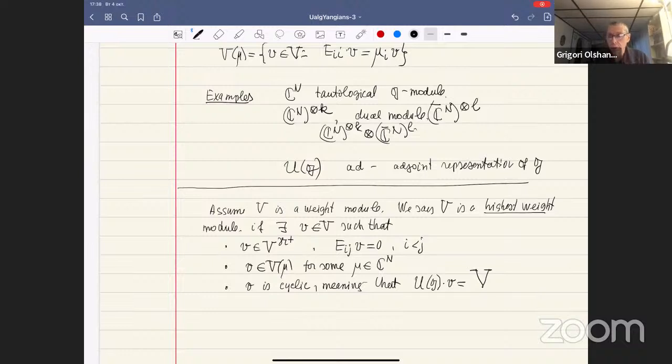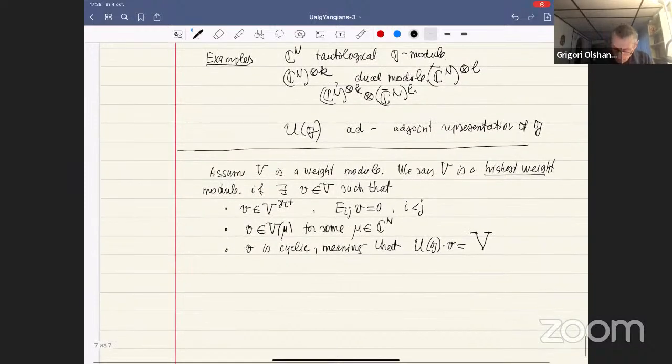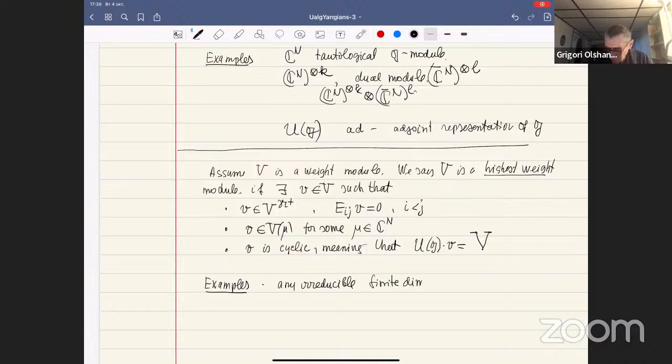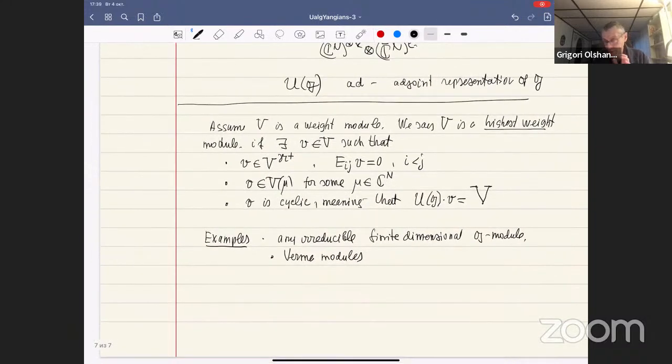And there is a whole theory of such models. For instance, examples: any irreducible finite dimensional G model. Next, there is, in a certain sense, universal highest weight models, which are called Verma models. We don't need to understand completely what I'm trying to say, because this is just a preparation for some result which I want to say today and prove in the next lecture. So maybe I will skip some details.